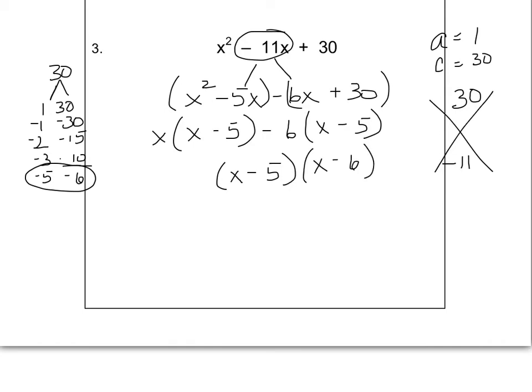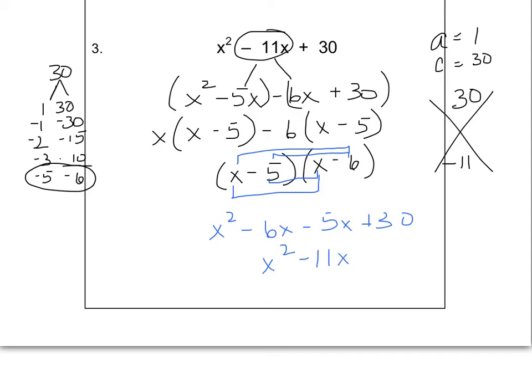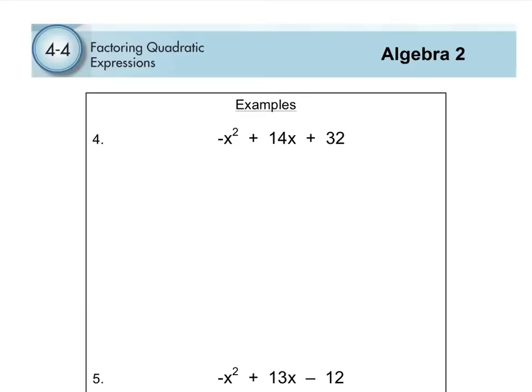Okay. Again, I'm going to quickly show you if we FOIL this out, first times first. First times first is x squared. Outsides is negative 6x. Insides is negative 5x. And last is positive 30. And I end up with x squared minus 11x plus 30. Again, same thing that I started out with. So you can always FOIL your answer to check it. Okay, that's example number 3.